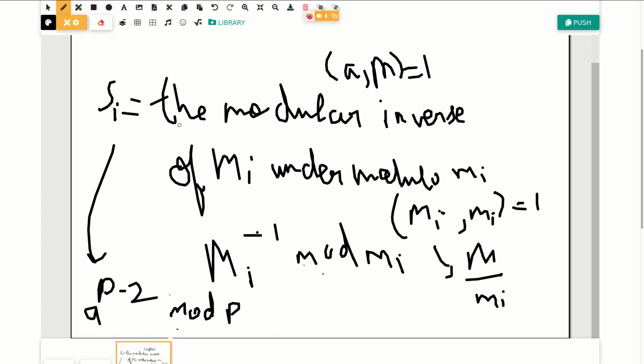Can you repeat what P is? It's a prime, any prime. I'm saying that the modular inverse of any number A under modulo P, provided that A is co-prime to P, is a to the power P minus 2. Okay.